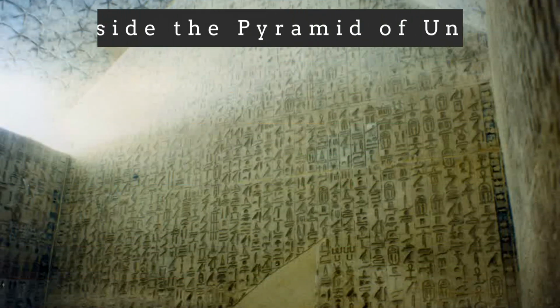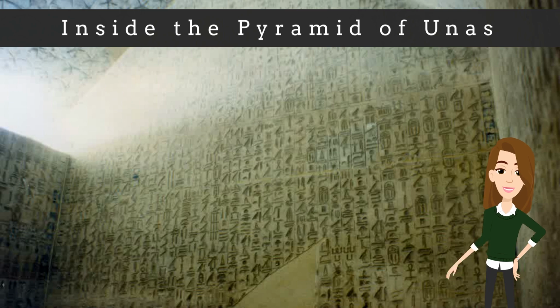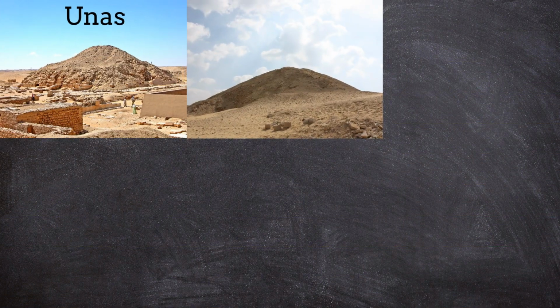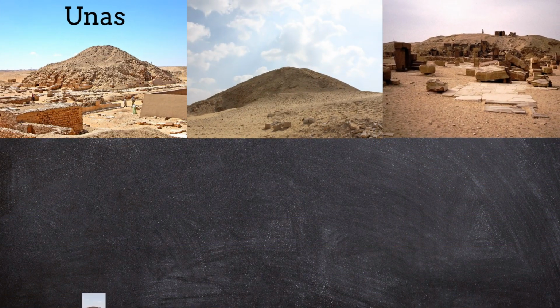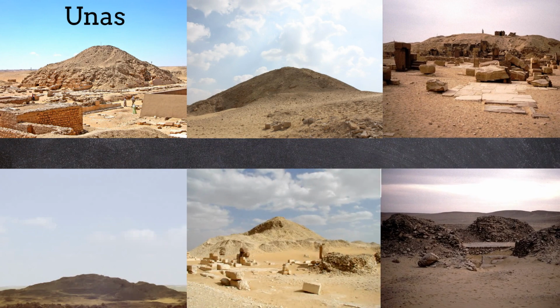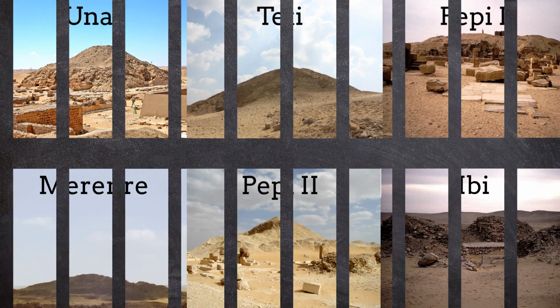Here is a photo showing the inside of the pyramid of Unis, and as you can see, the spells cover the walls of these interior chambers. The subsequent kings and queens of the Old Kingdom and First Intermediate period also decorated their interior pyramid chambers with these spells. This includes the pyramids of Kings Teti, Pepi I, Merenre, Pepi II, and Ibi, as well as the pyramids of many of the queens.